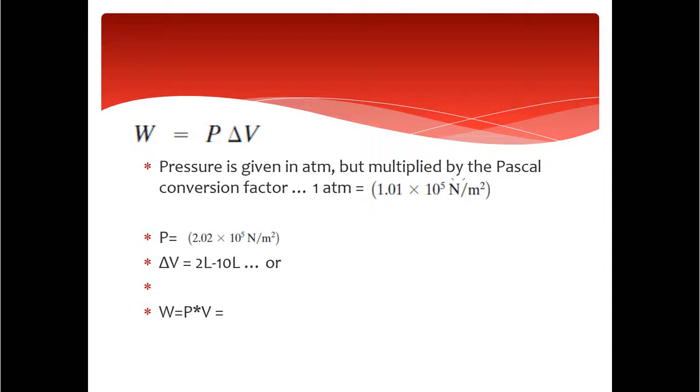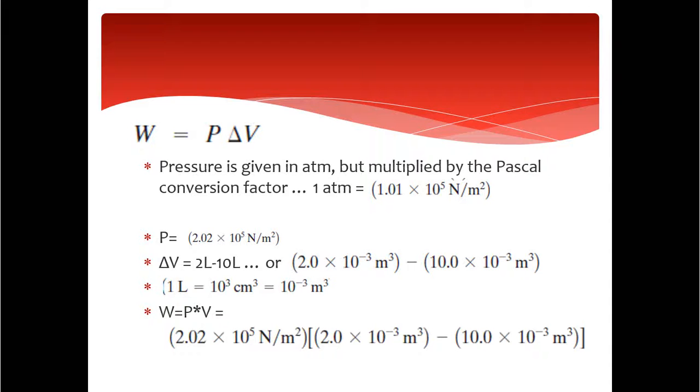Your change in volume, as stated in the original problem, is 10 liters to 2 liters. So your change is going to be a negative volume. Now 1 liter is equal to 1,000 cubic centimeters, or 1,000th of a cubic meter. In this particular case, again, work equals pressure times a change in volume, which results in this equation. From here, we can just solve with simple arithmetic.